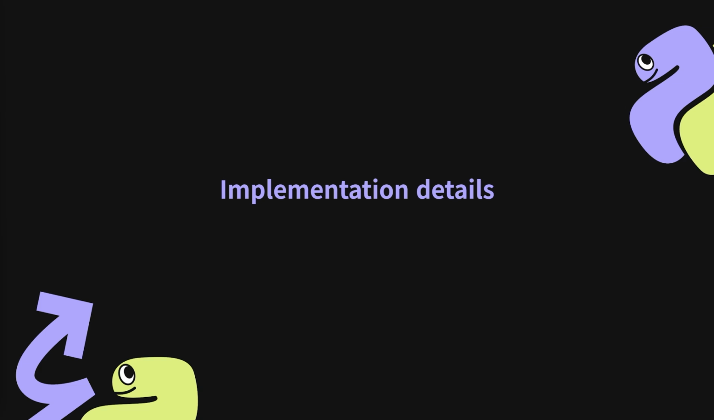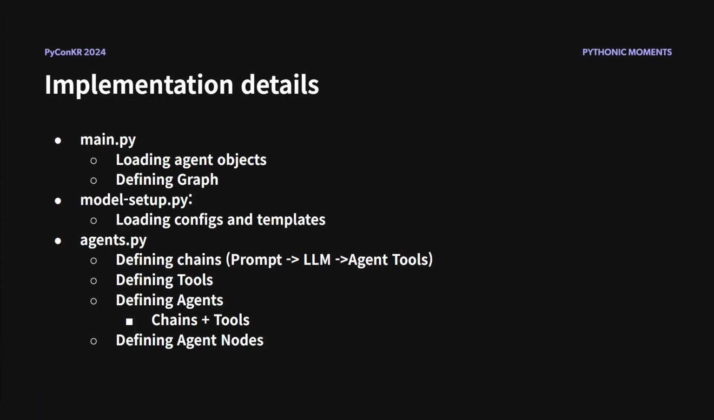Let's go deeper and discuss some implementation details. So here we have three important files: main.py, model_setup.py, and agents.py. In main.py, we define the graph and load agent objects. In model_setup, we load configs and text prompt templates. In agents.py, we define a chain sequence of text template, chat API, and agent tools. Then we define nodes based on agents.